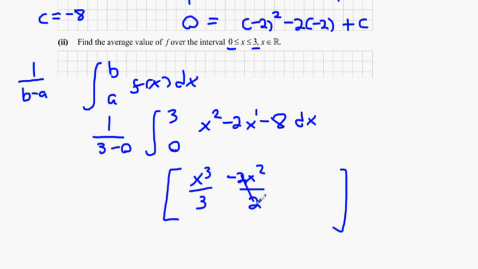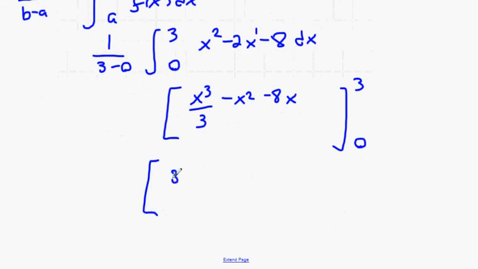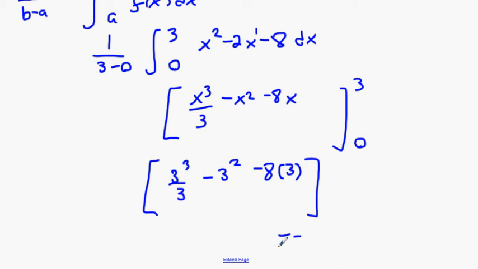What's 2 take away 2? Just x squared, isn't it? Okay. And then add x to the number. And say x, and that's from 3 to 0. If you put zeros in, what will happen? 0. So it's just going to be 3 cubed over 3 minus 3 squared minus 8 times 3. What happens then, lads? You're going to get an answer of minus 8. The average value is minus 8. Is that okay? Yeah. So that's question 9 followed by question 6, yeah?